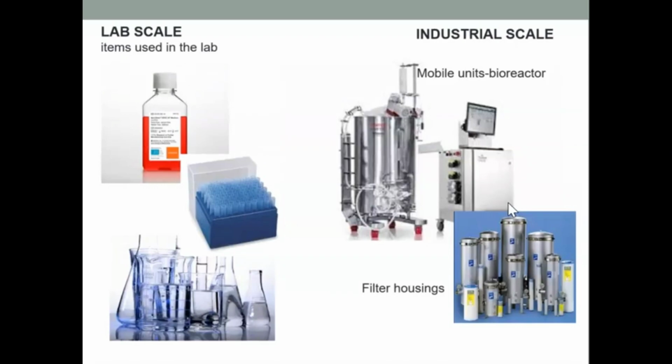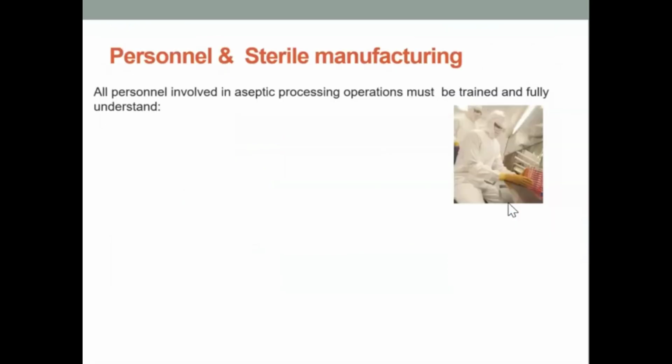So, for those of you who did microbiology in school or in college, you might be familiar with the lab scale items used. In the industrial scale, you've got much larger items here on the right. You can see mobile unit bioreactors and filter housing as well.